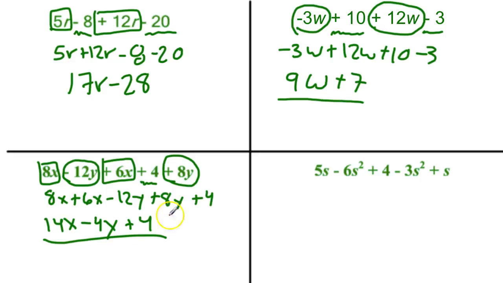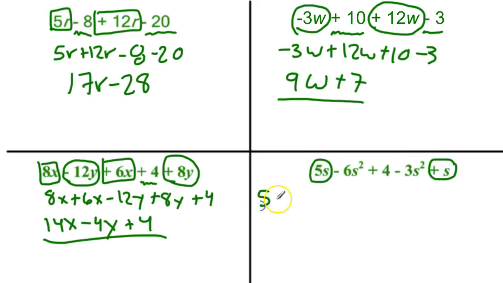Let's jump ahead. All right, so let's combine. We have 5s minus 6s squared. This is s squared. That's just an s, so they have different exponents. You can't combine. Plus 4, that's different. Minus 3s squared. That's the s squared plus s. So I can combine 5s plus s.